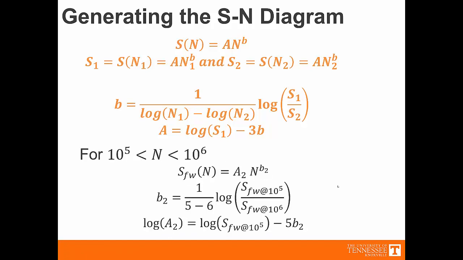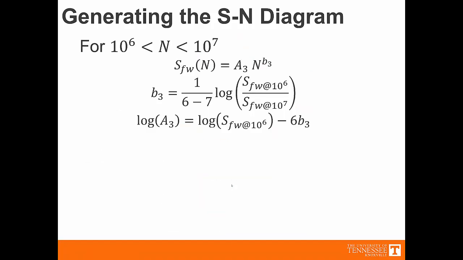Likewise, if I look at between 10,000 and 1,000,000 cycles, now I'm going to use the strength at 10 to the fifth, and there the log of 10,000 is 5, and here we have 10 to the sixth, the log of 1,000,000 is 6, and so we now get A2 and B2 terms. Continuing on, we can do the same thing for 10 to the seventh.